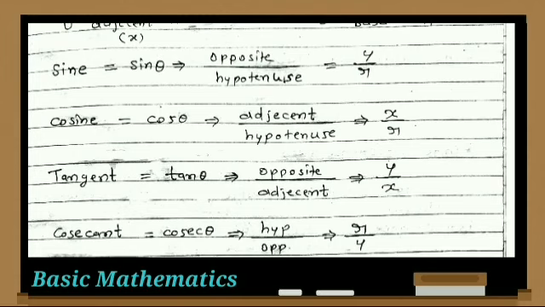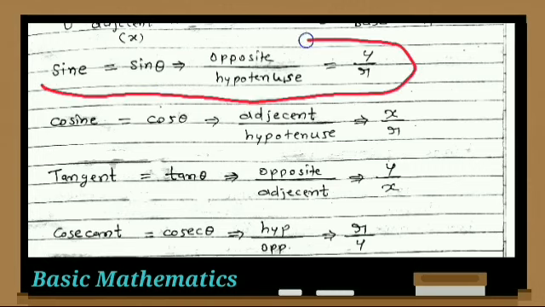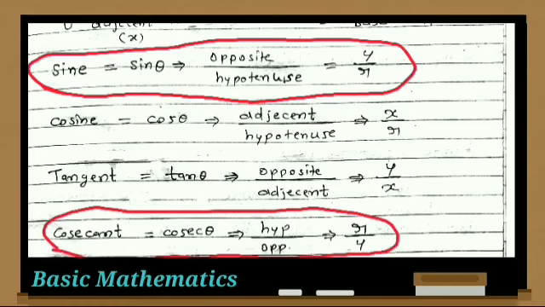Now we move further. There is an interesting thing, that is every function has a reciprocal function. We can take the first function, sine theta, which is the reciprocal of cosec theta. We can see here sin theta equals y upon r and cosec theta equals r upon y. That means sin theta is reciprocal to cosec theta, and we can write here cosec theta is equal to 1 upon sin theta.